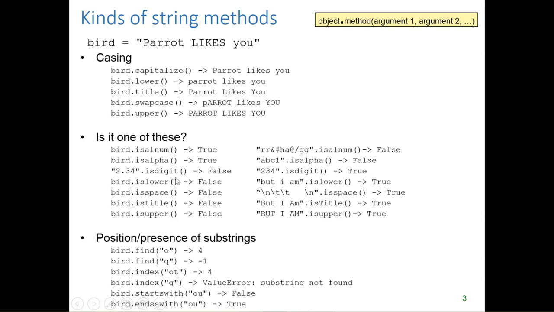Bird.isLower is false. All of these, isSpace, isTitle, isUpper. I've given some examples for when it would be true over here. You can see what's going on. This one is the one that's kind of interesting.